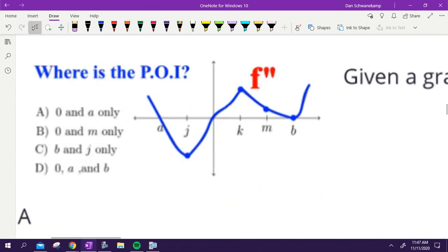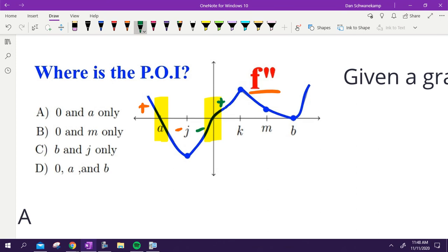Next one we missed was number 11. Where's the point of inflection? This is an f double prime graph. If this is an f double prime graph, what needs to happen in order to have a point of inflection? It's got to change signs. f double prime changes signs. So right there, because it changes from positive to negative. And then right there, because it changes from negative to positive. f double prime changes signs at 0 and A.